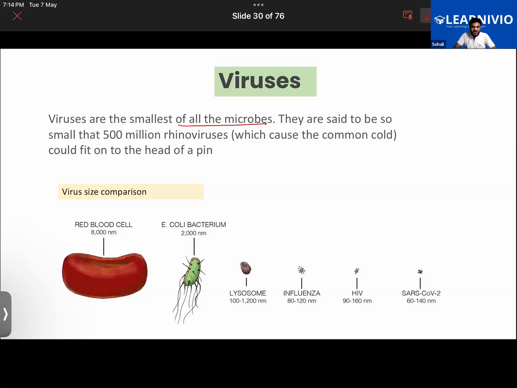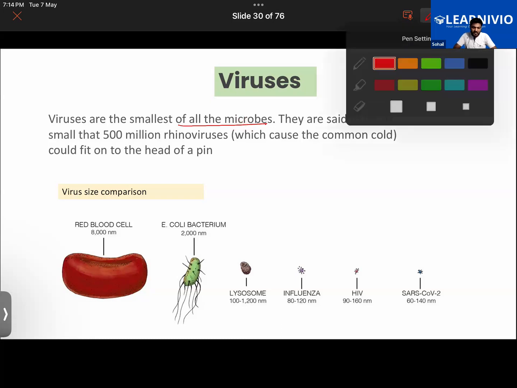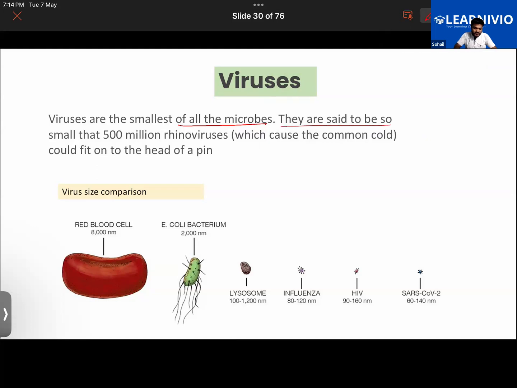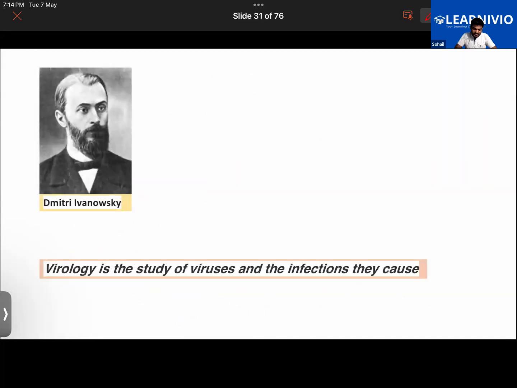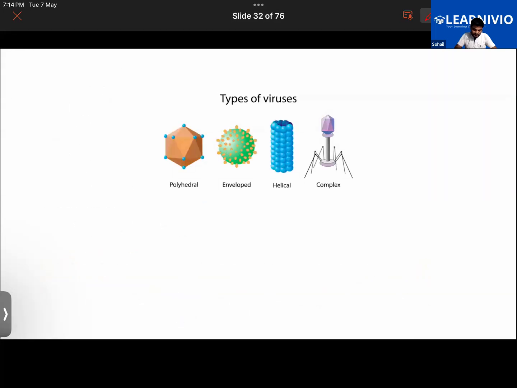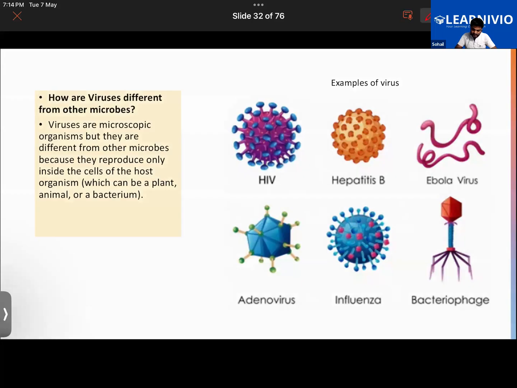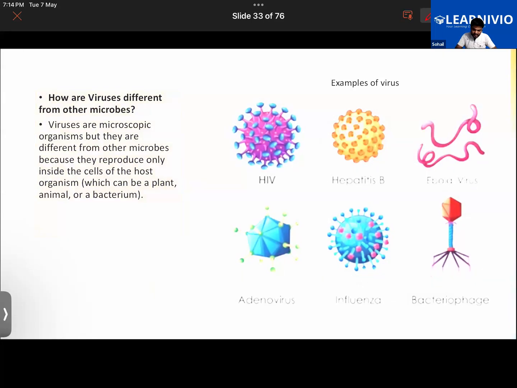Different microbes we have studied so far. Microorganisms, in short, are also called microbes. They are said to be so small that 500 million rhinoviruses, which cause the common cold. The common cold is caused by this virus, rhinovirus. Let me show its image as well. Okay, anyways, I will show its image later on.